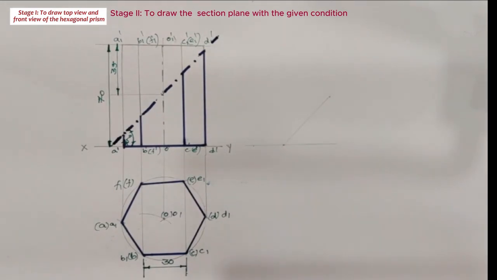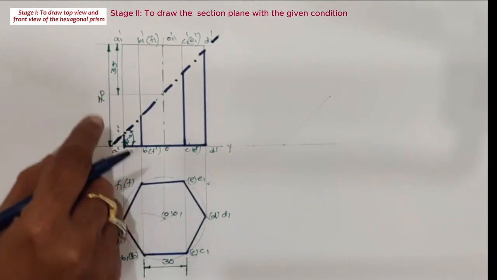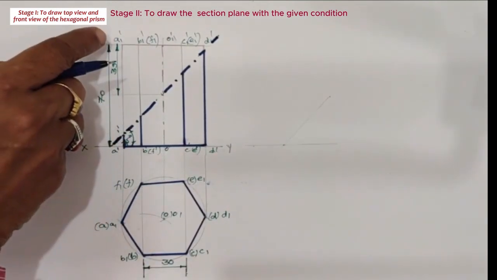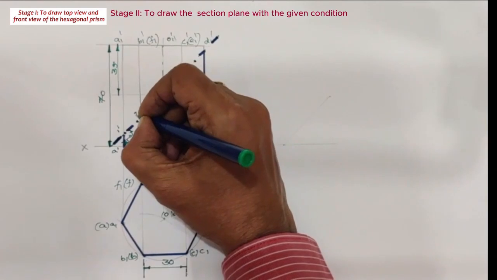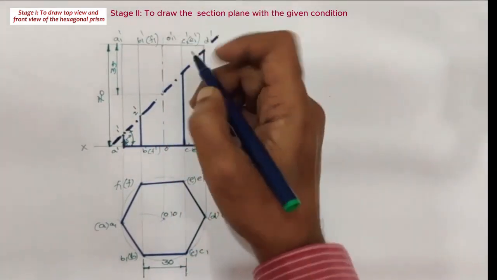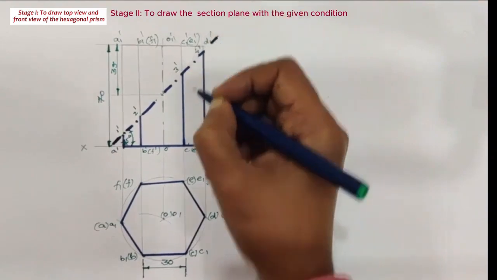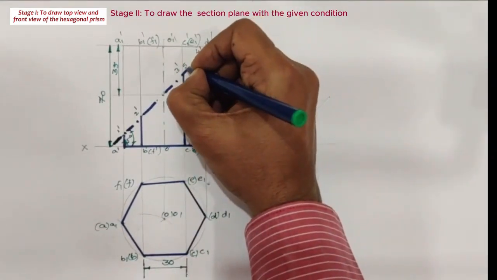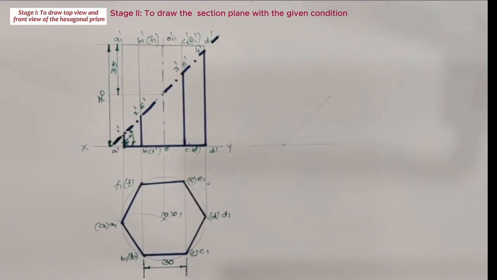Then locate the intersection points of the section plane with the face edges of the hexagonal prism. Here the section plane cuts the A1 face edge at 1 dash, B1 face edge at 2 dash, C1 face edge at 3 dash, D1 face edge at 4 dash, E1 face edge at 5 dash, F1 face edge at 6 dash. With this we completed the second stage solution.